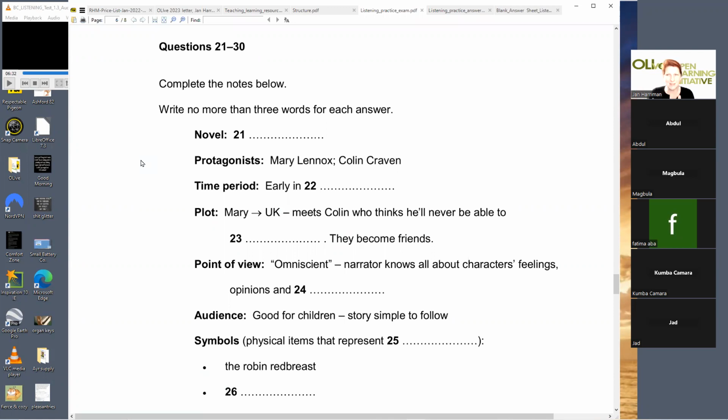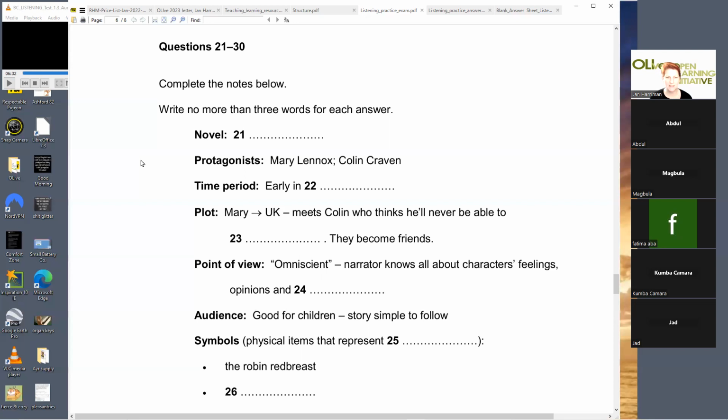Before then, we take it slower. We do more repetitions of smaller parts, but in the end, what you want is to go in and look at the exam and go, oh, I know what to do with this. No problem. Then you're just doing something that is comfortable and familiar. So the practice will help. Number 21 was the title, which was The Secret Garden.